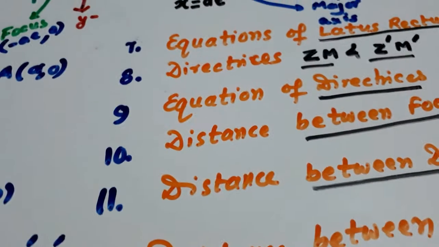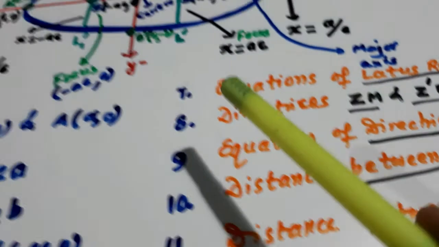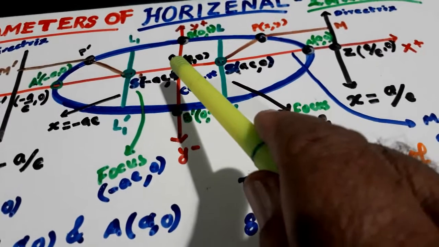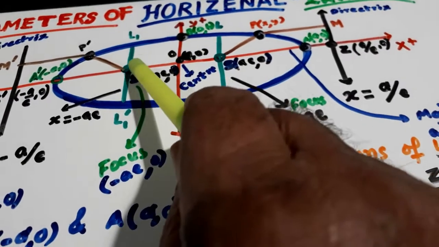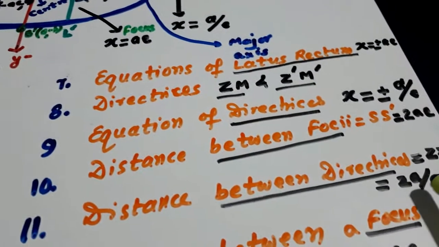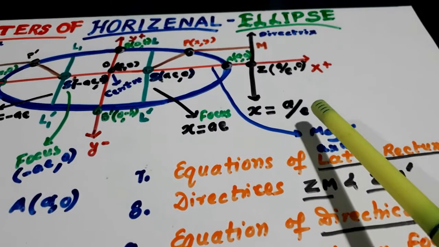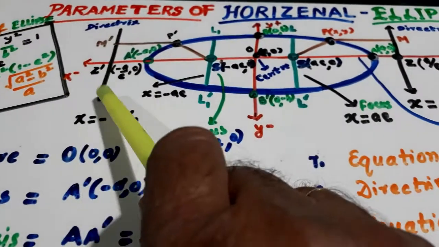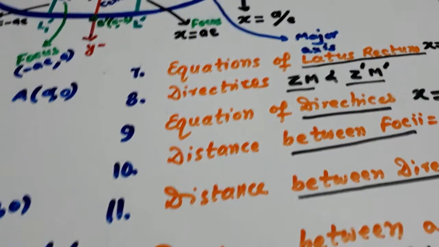And the distance between the foci is 2AE. Look here, from here to here, this is AE. From here to here, lengthwise it is also AE. So 2AE. And the distance between the directrices, this is A over E, this is minus A over E. The distance will be 2A over E.